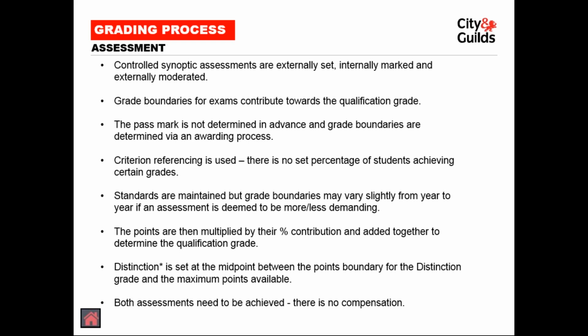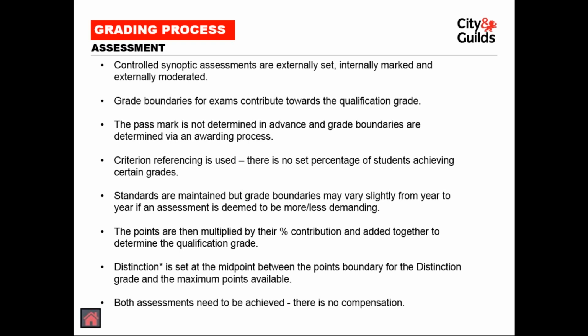This is internally marked by centres and externally moderated by City and Guilds via a sampling method. Both marks are then aggregated together to give an overall grade. There is no set pass mark in advance, as this is decided by an expert panel using an awarding process. A model of criterion grading is used. This means that a learner has to meet a standard, and that standard stays the same each year. There is no set percentage of learners achieving certain grades each year.